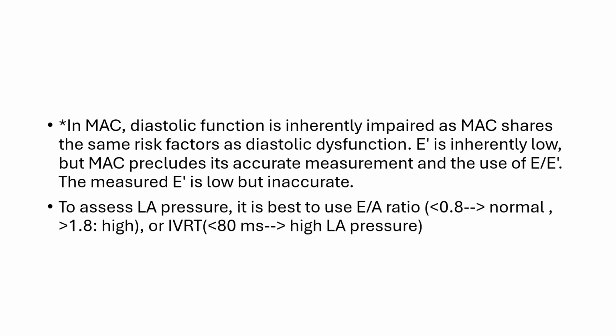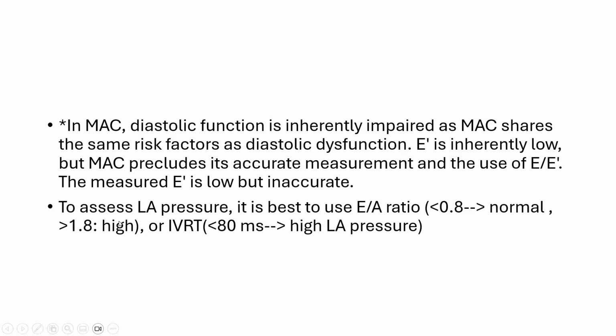Like I explained earlier, in MAC, diastolic function is inherently impaired in most patients, as MAC shares the same risk factors as diastolic dysfunction. So inherently in those patients, the true E prime will be low. The problem is that E prime that we measure by Doppler does not reflect the true E prime. Even though it's low, it doesn't reflect the exact number of the annular recoil because of the MAC attenuation. So therefore, MAC precludes the accurate measurement and use of E to E prime to assess LA pressure.